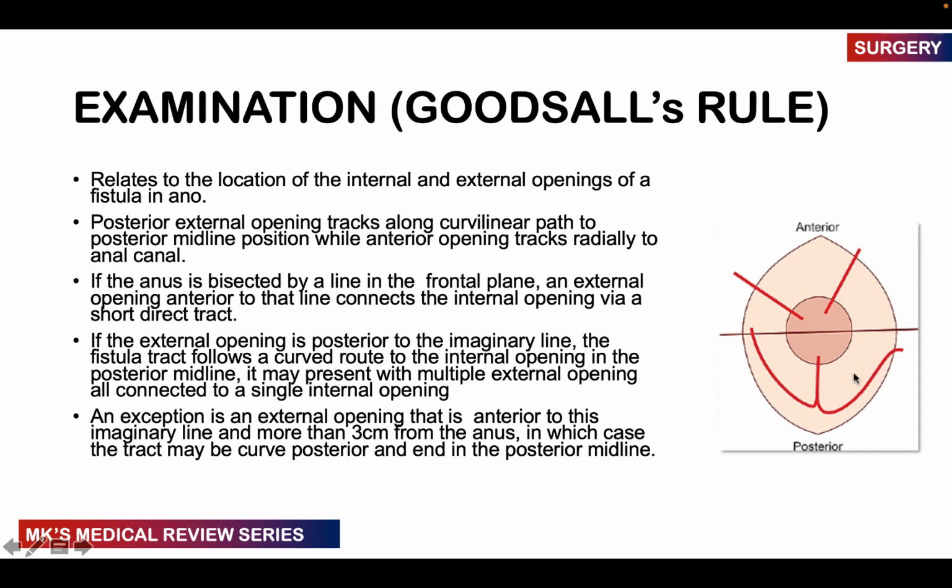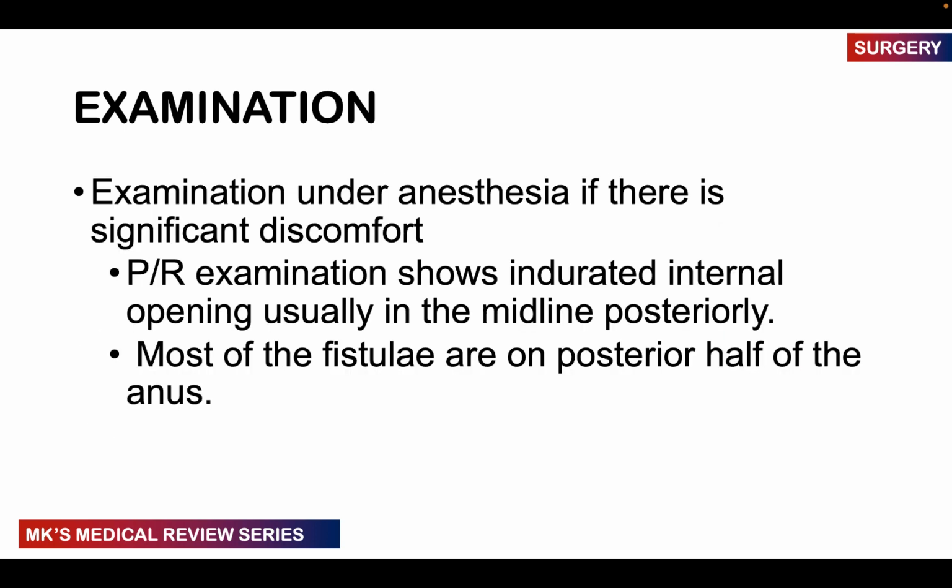Remember that a fistula that is occurring posterior to this line that is drawn in the frontal plane bisecting the anus is going to be following a curved pathway. One that has an opening anterior to this is going to be following a straight pathway. The exception is sometimes you may get these anterior fistulas that are more than 3 centimeters from the anus. These ones are going to be following a curved pathway, just like the posterior type.